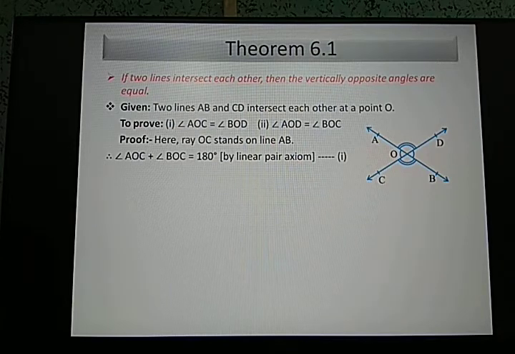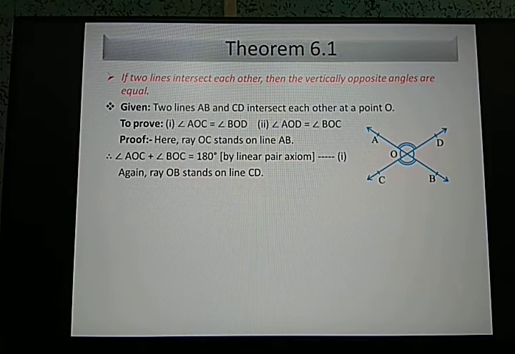How can we say that? By the linear pair axiom. Remember axiom number 1: if a ray stands on a line, then the sum of the adjacent angles is equal to 180 degrees. So that is the same thing that we have applied here. By the linear pair axiom, the sum of AOC and BOC will be equal to 180 degrees. Clear? Similarly, ray OB is also standing on the line CD.